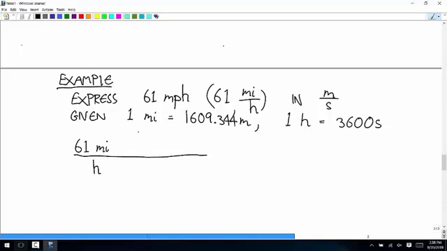We're going to either multiply by 1 mile over 1,600 meters, or we're going to multiply by 1,600 meters over 1 mile. Which one do we want? We want the miles of our conversion factor to be in the denominator to cancel out the miles in the numerator from our starting thing. So we have 1,609.344 meters over 1 mile.